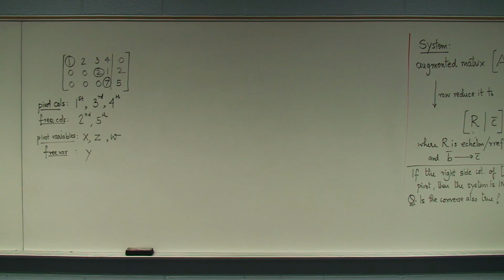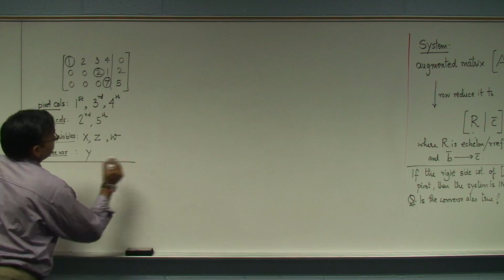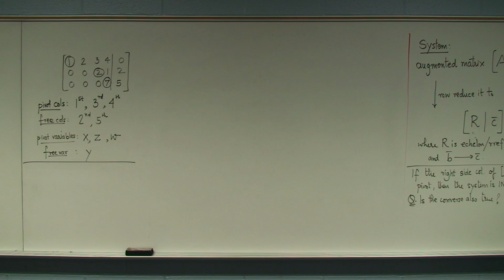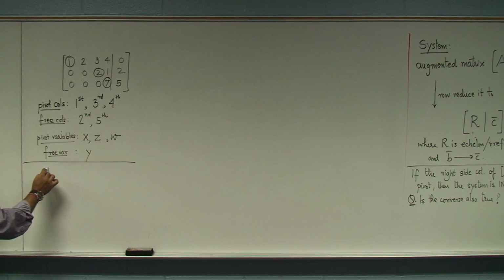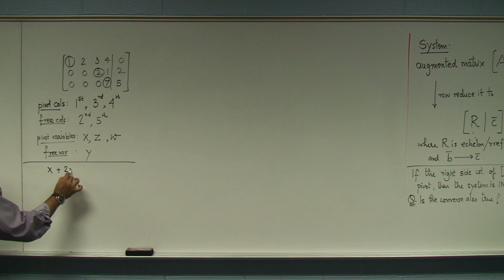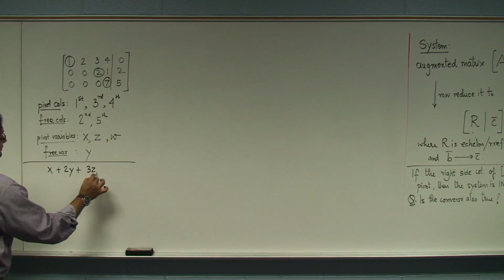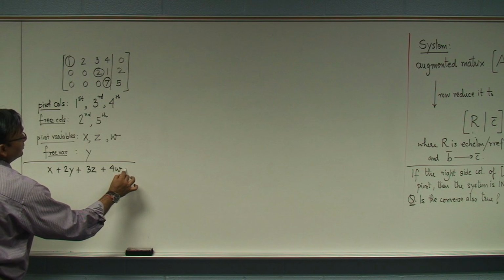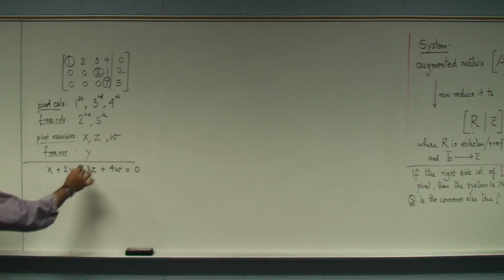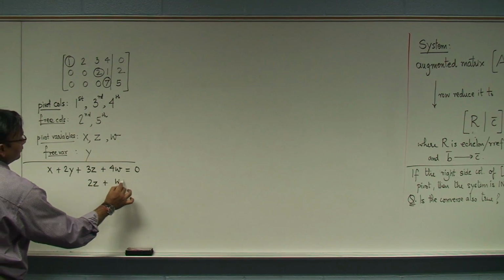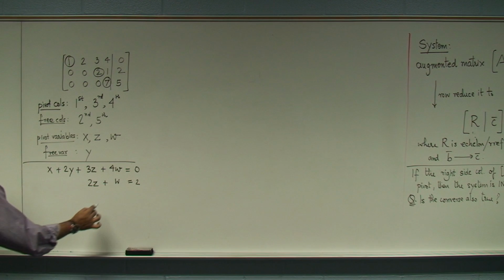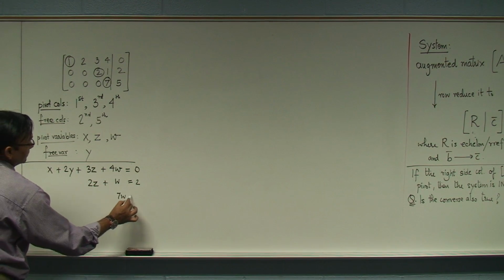So let's see if we can understand this. Is the system consistent or is it not consistent? Let us convert this into a system of equations. Can we say x plus 2y plus 3z plus 4w is equal to 0? And then we have 2z plus w is 2, and then we have 7w is 5.